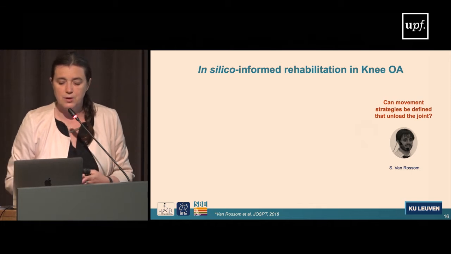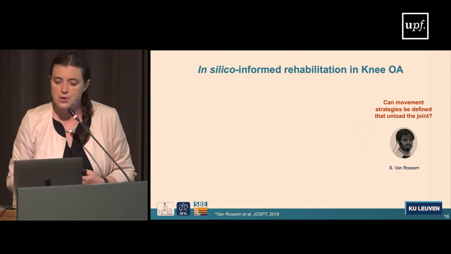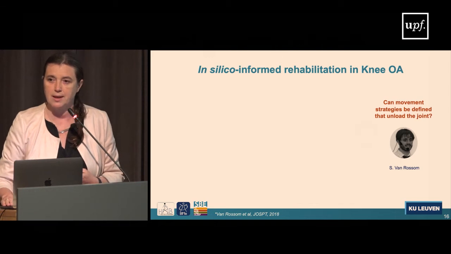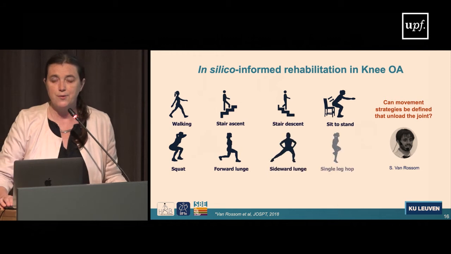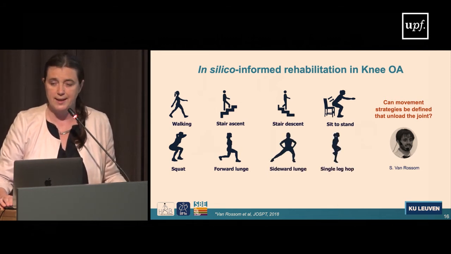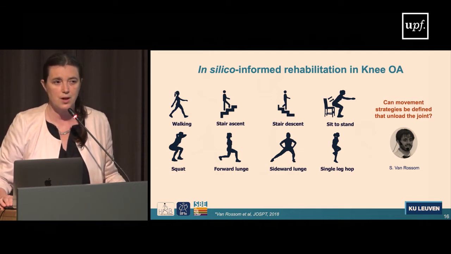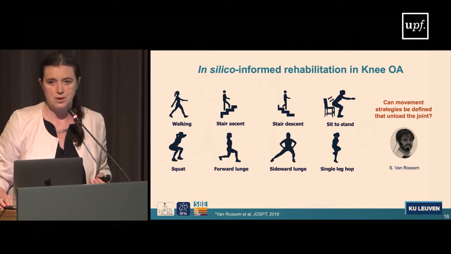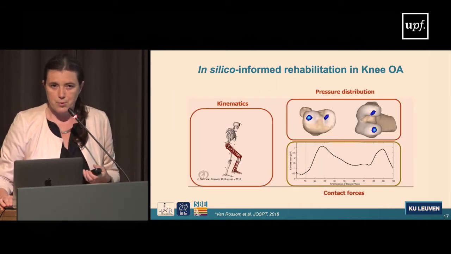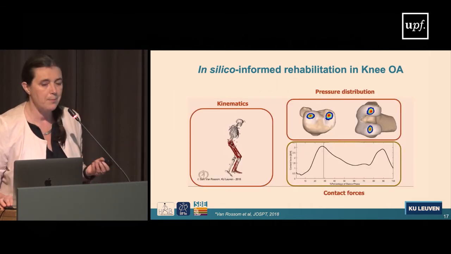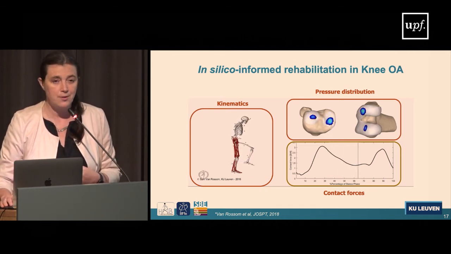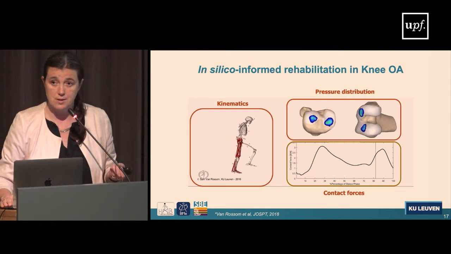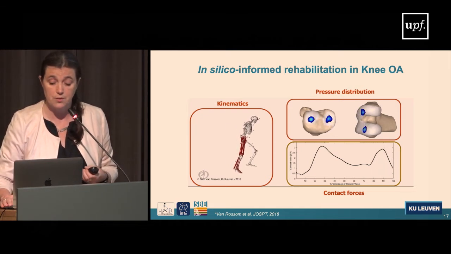For instance, you can start thinking about using these approaches to inform rehabilitation strategies for patients with knee OA. Because if you talk to physical therapists, they have a lot of exercises, activities of daily living, and everyone thinks he knows what the loading is in the joint. But if you start to discuss with them, no one is really sure. So what we did, we brought control subjects into the gait lab. We measured all these different activities that physical therapists are prescribing, and we looked at the magnitude of the pressure distribution and also its location in the joint.